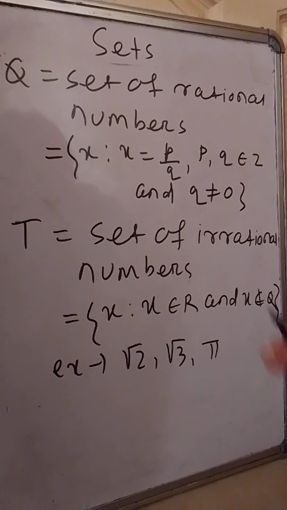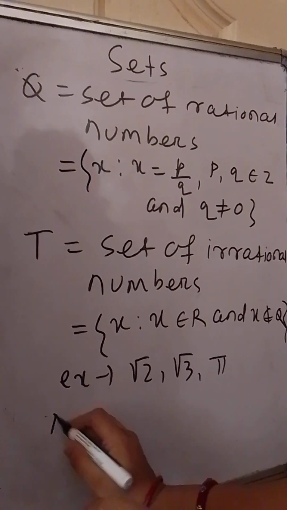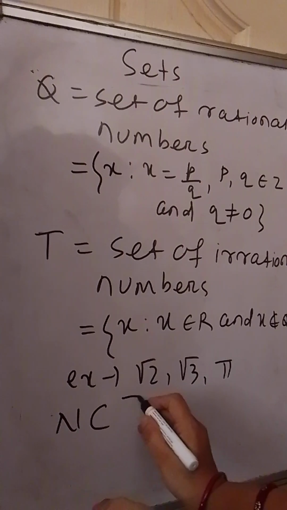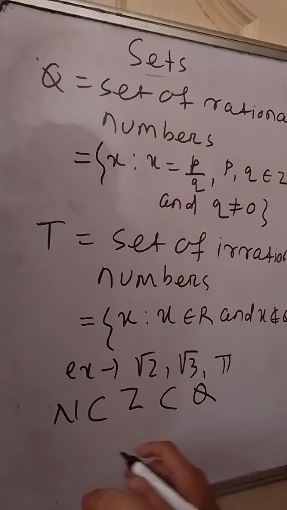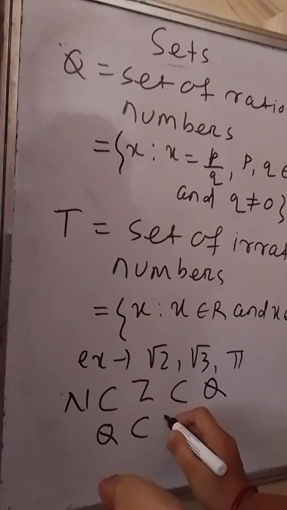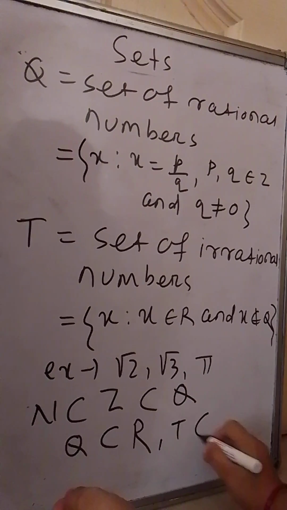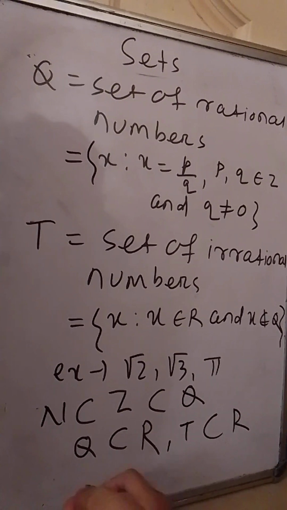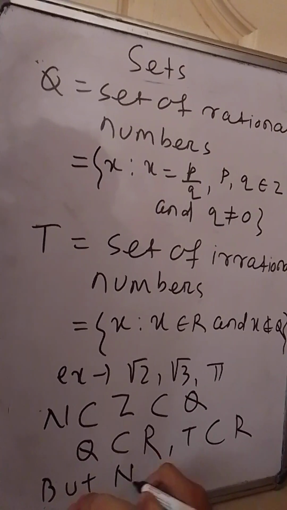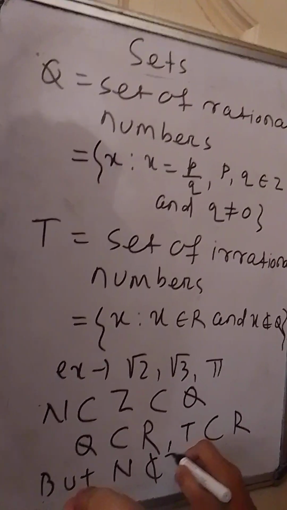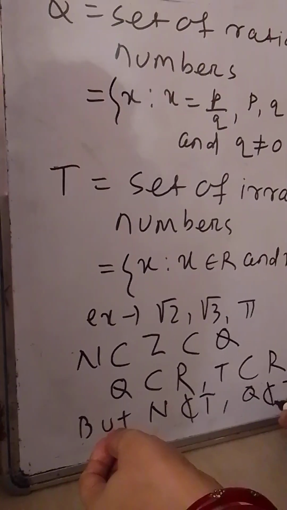So by discussing all these sets, what conclusion can you draw here? You can say N is a subset of Z, Z is also a subset of Q, Q is a subset of R, T is also a subset of R. But which are not subsets? Here N is not a subset of T and Q is not a subset of T.